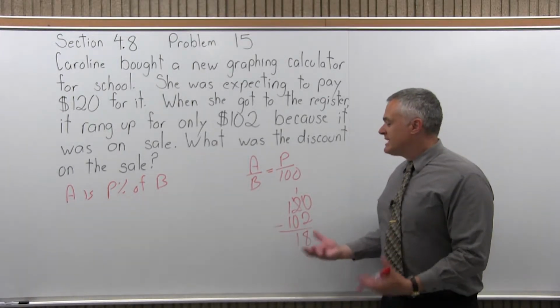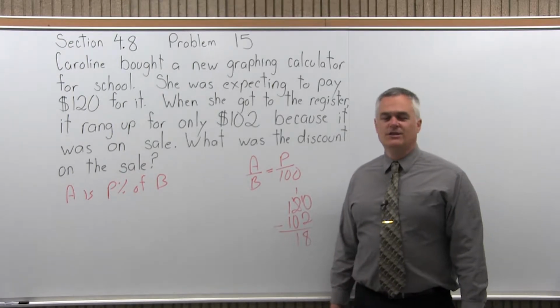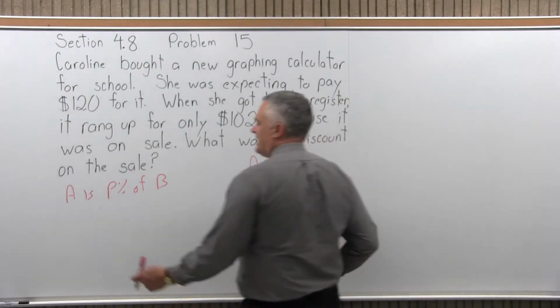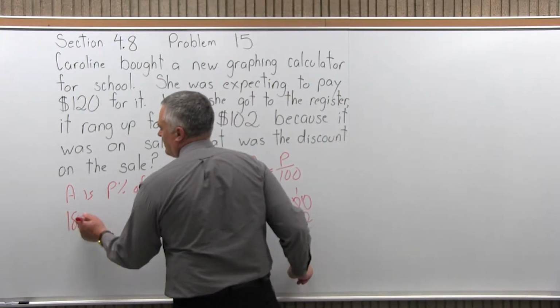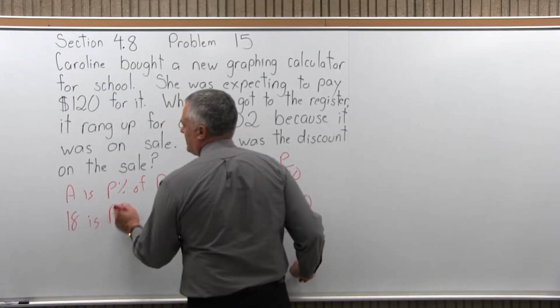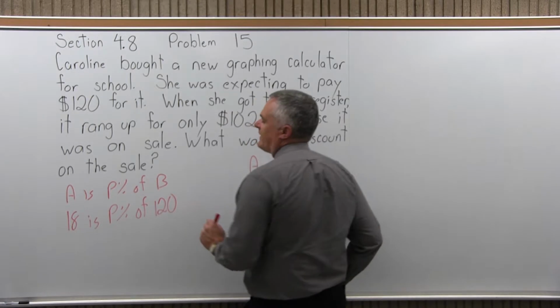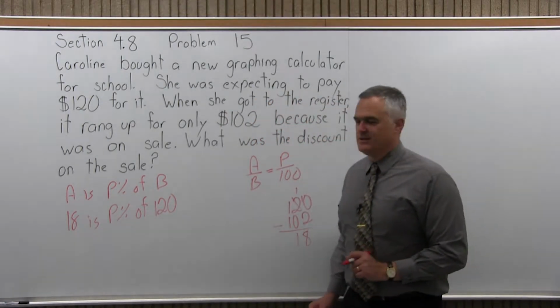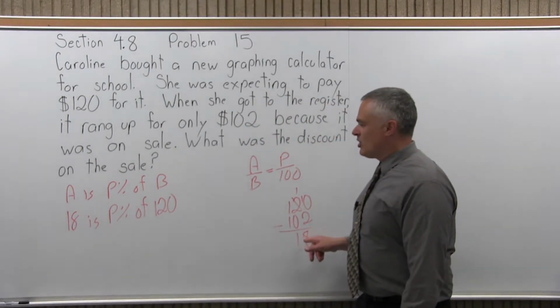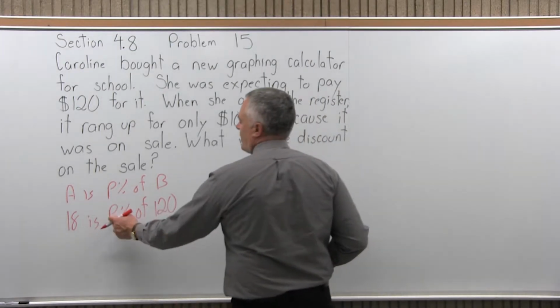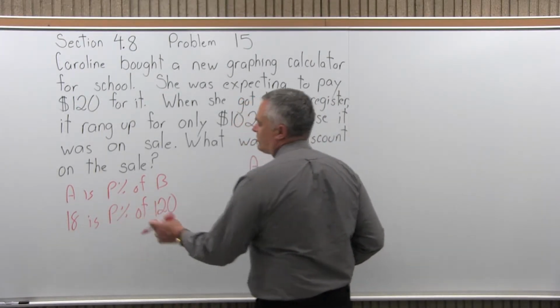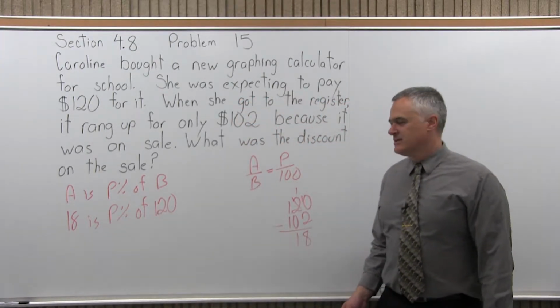So what percent of the 120 is that $18? That's what we have to do. So 18 is P% of 120. That's what I have to answer. Okay. The $18 she saved is what percent of the $120 non-sale price.